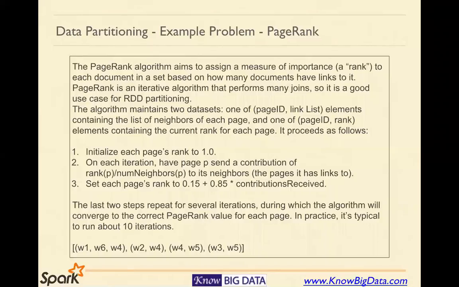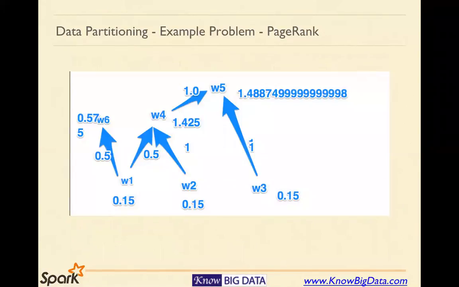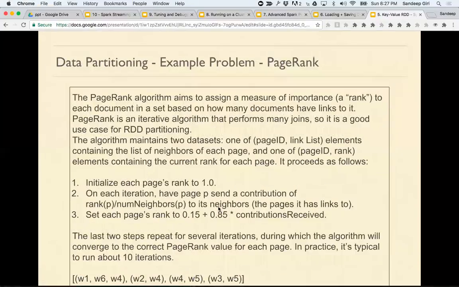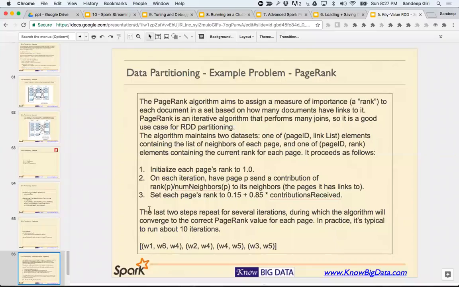And if you're receiving, then the way your page rank will be computed is 0.15 plus 0.85 times the total contributions received. If you received only one contribution, your page rank will remain 1. You keep on repeating the second and third steps again and again until the overall rank converges. Okay, so is this clear, or should I give a small demonstration?